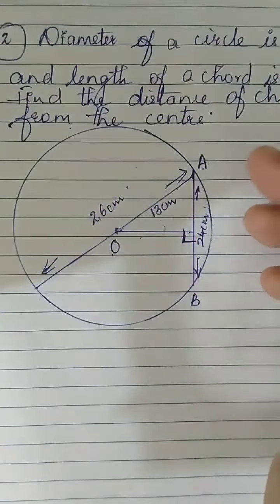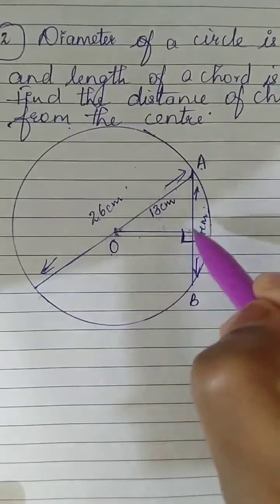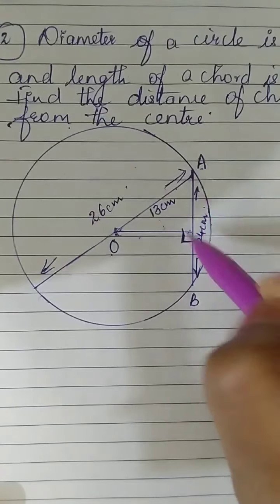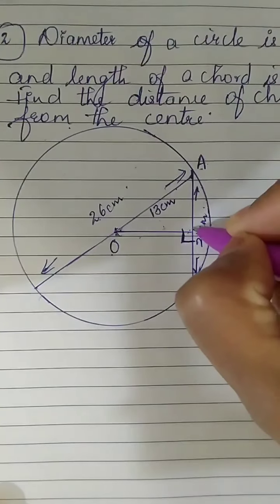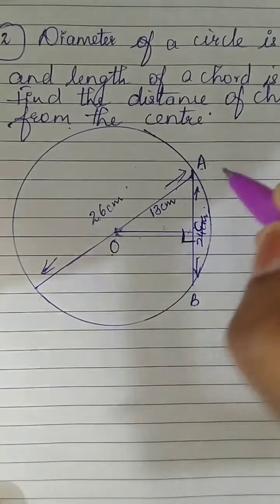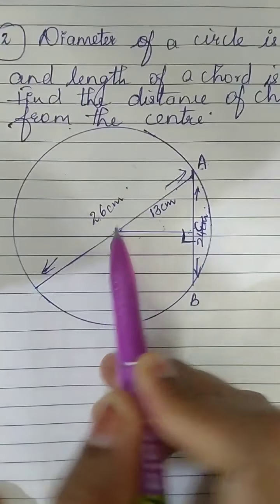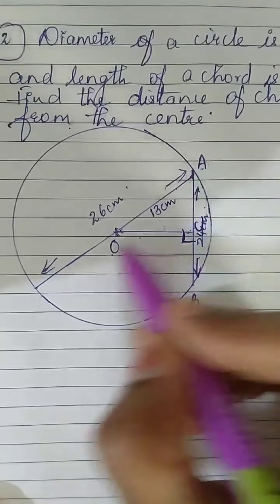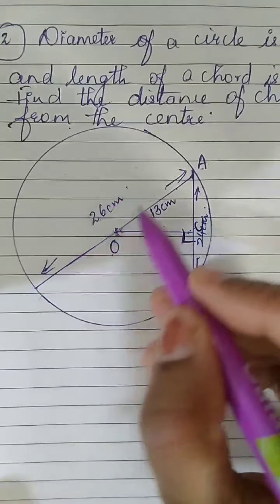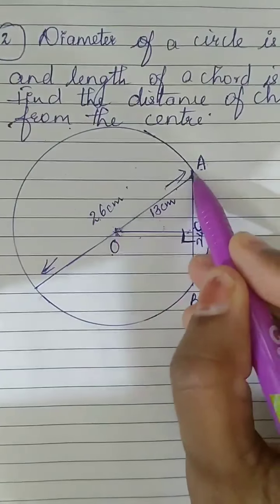Whole chord is 24 centimeter. How much will be half of that? 12. Okay, so this distance of the chord from the center, we will name it as OC. This time I'll take it as OC. So our question is find the distance of chord from the center. Again you will take this right angle triangle. Now here you have to write about diameter, then half the diameter you get radius.